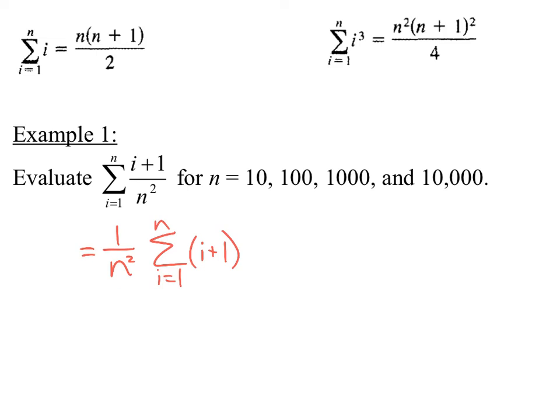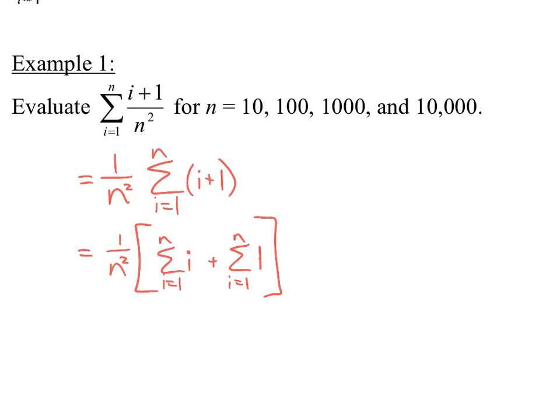Now I'm also going to use some of my properties. First of all, I'm going to split this into the sum from i equals 1 to n of i plus the sum from i equals 1 to n of 1. Well now, here's the sum of the constant. So if I add up 1 n times, what do I get? n. 1 times n would be n.